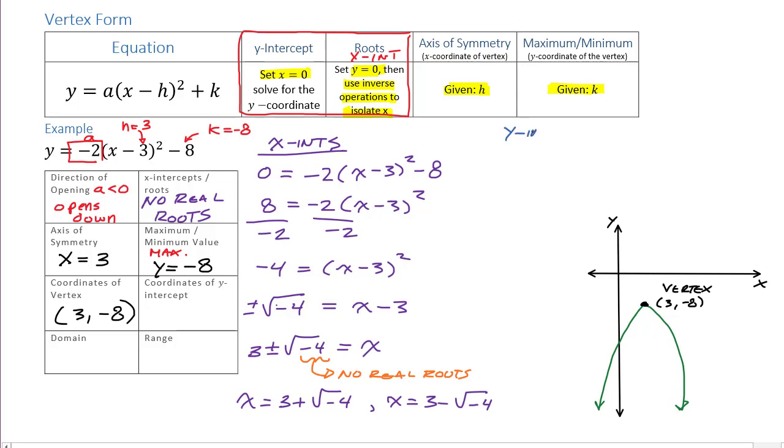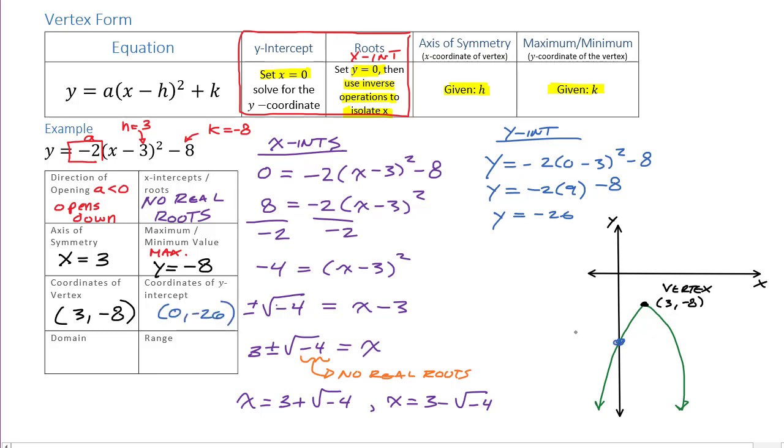All right, so my y-intercept, like we just said, set x equal to 0 and solve. Pretty easy, right? -2 times 0 minus 3 squared minus 8. So what do we have? 0 minus 3 is -3, squared is 9. We've got -2 times 9 minus 8. So we end up with -18 minus 8. We get -26. So the coordinates would be 0, -26. I know it's not drawn accurately, but that's where my y-intercept is at, 0, -26.